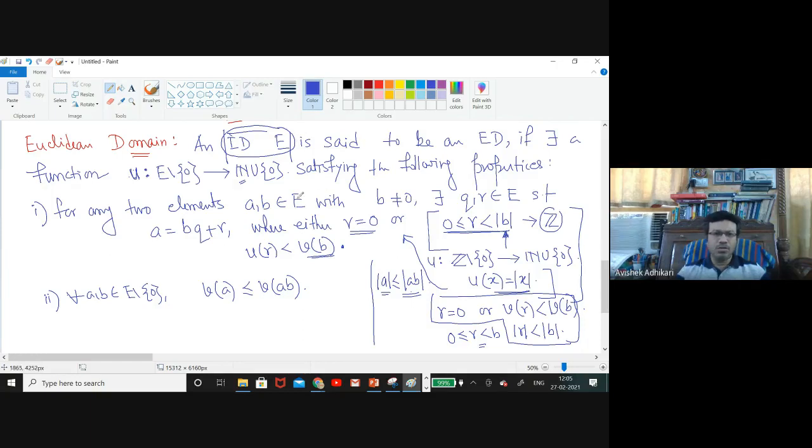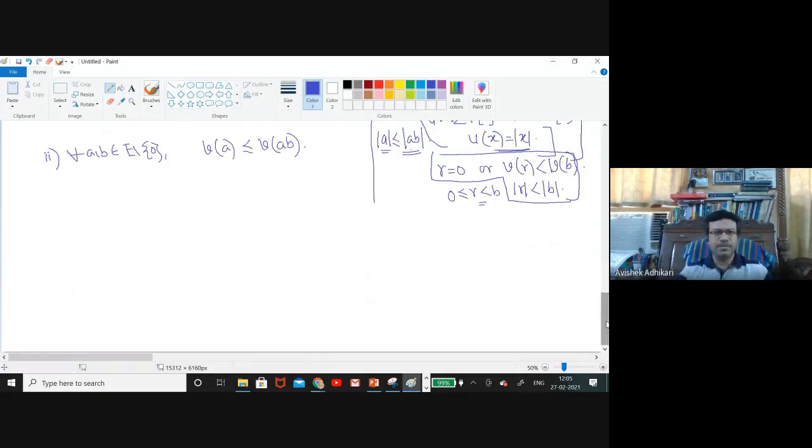So what is this? Basically, this is nothing but the extension of your division algorithm for Z. What we had for Z is actually extended into an arbitrary integral domain. So that's the basic idea for this definition. Let us try to have a few examples.